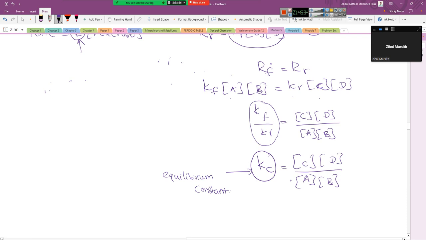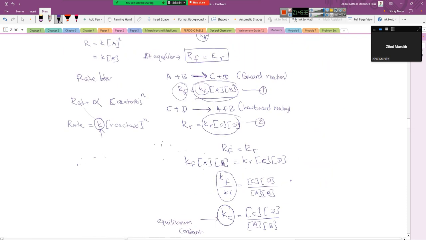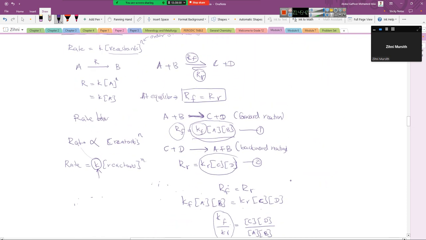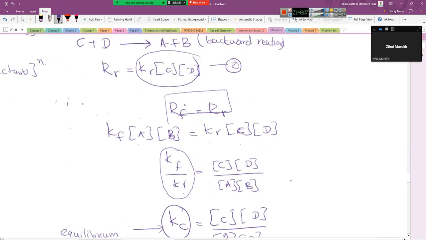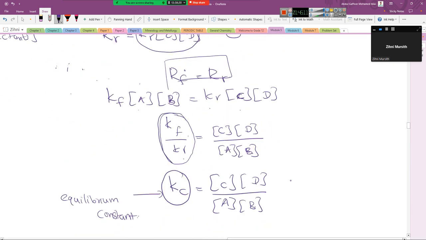Right, so let me explain it to you again. We took an example of a reversible reaction where we had A and B as the reactants and C and D as the products. At equilibrium we know that Rf is equal to Rr, which means the forward reaction rate should be equal to the backward reaction rate. Then we considered the forward reaction and the backward reaction separately, wrote the rate law for both reactions, and then equated Rf and Rr and obtained this expression. And then we assigned this fraction as Kc, the equilibrium constant.